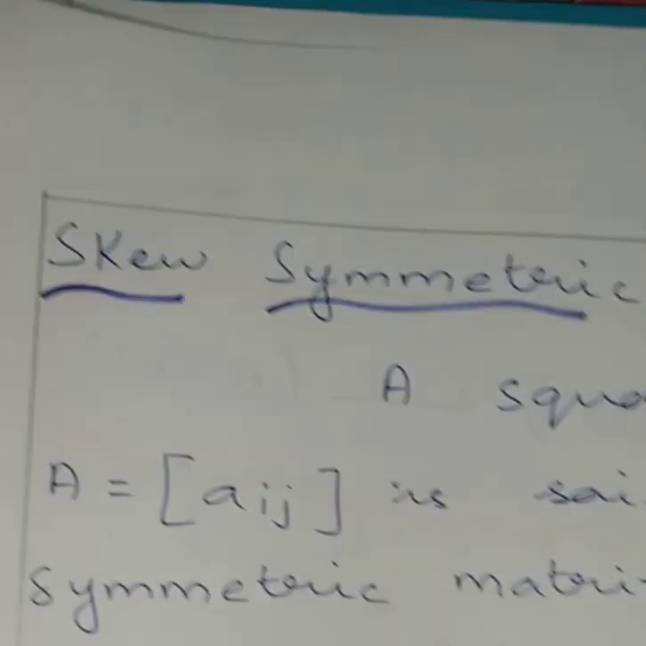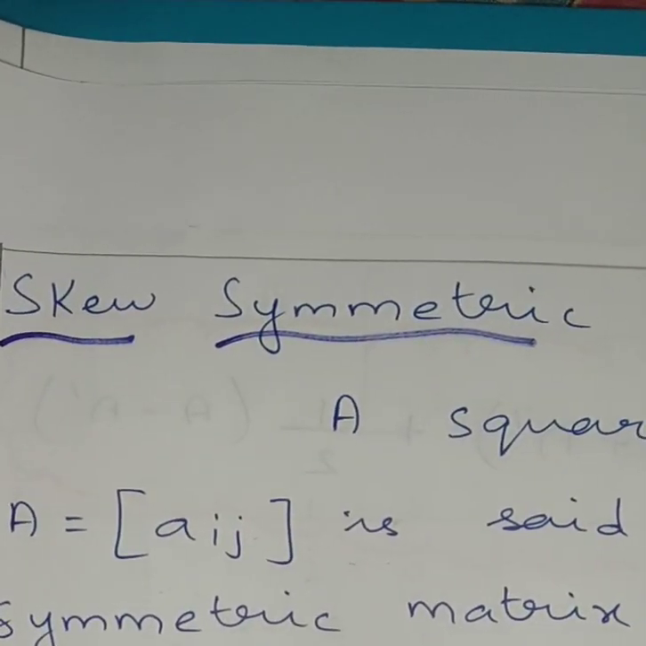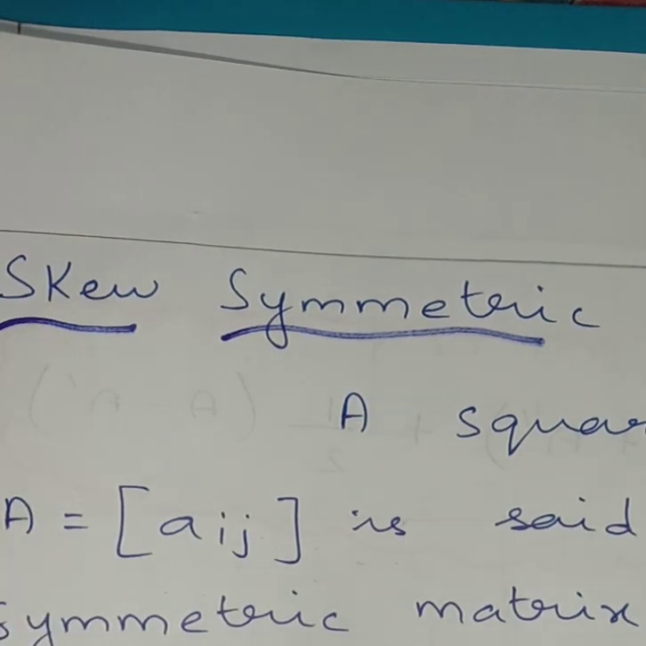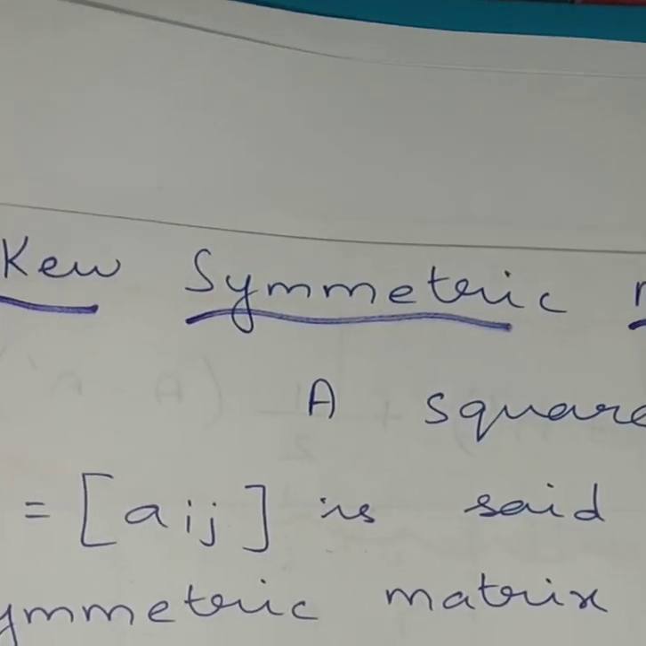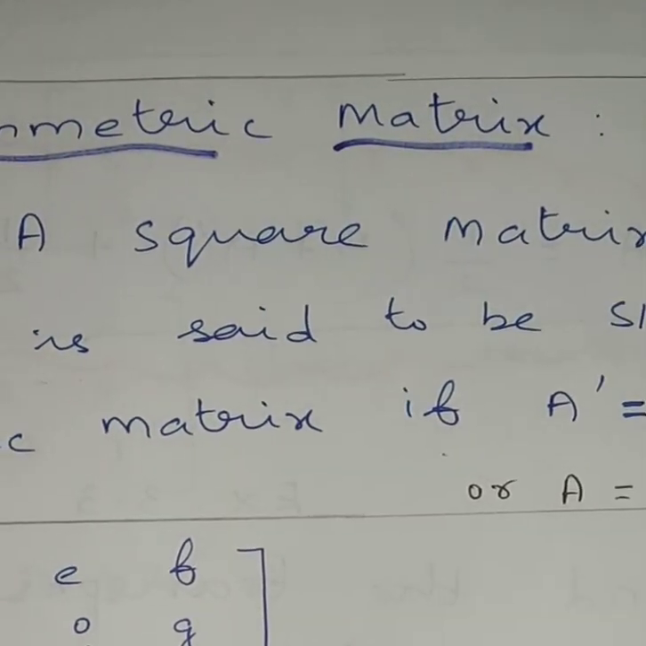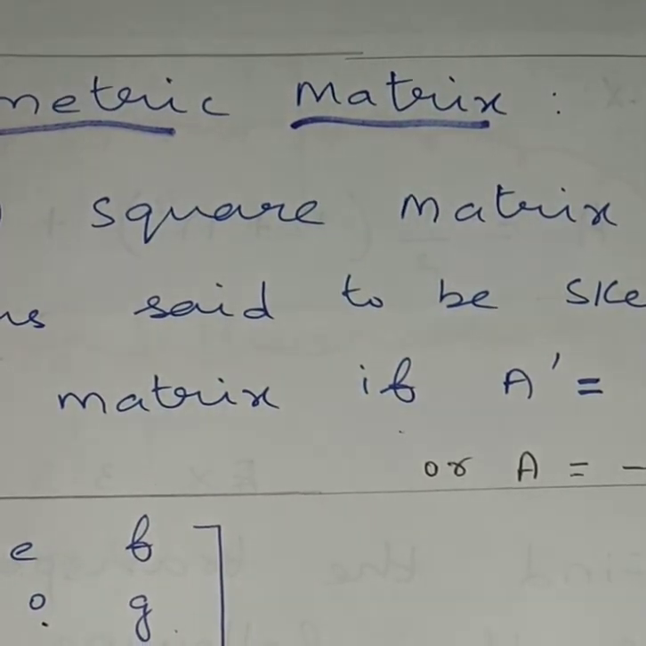So students, can you understand? If a matrix is called a symmetric matrix, then A equal to A dash. If a matrix is said to be a skew symmetric matrix, whether A or B, whatever alphabets you're taking, that should be the negative of the transpose.